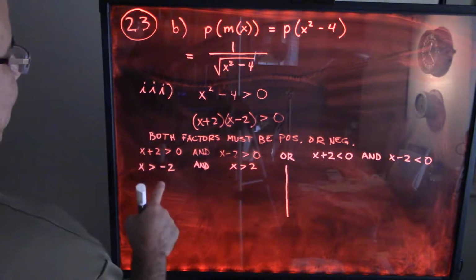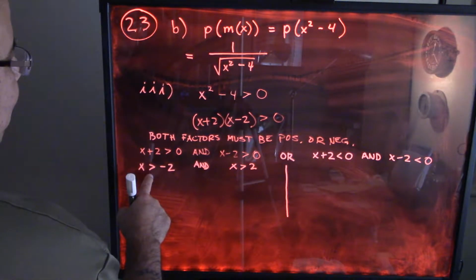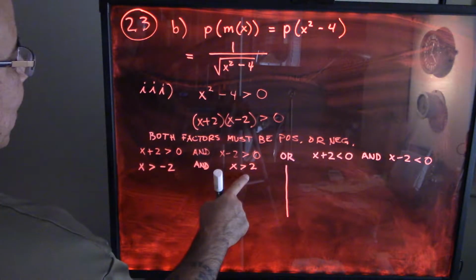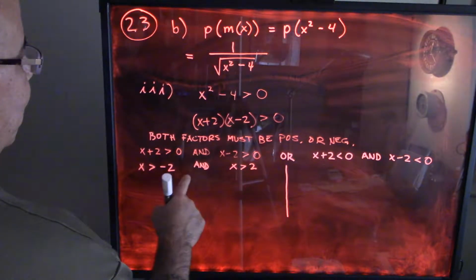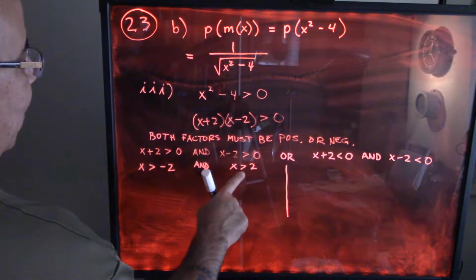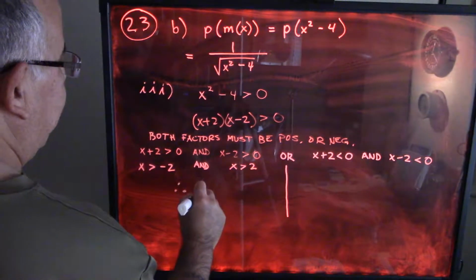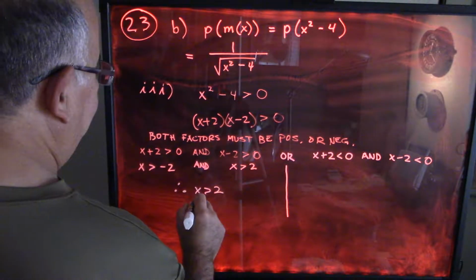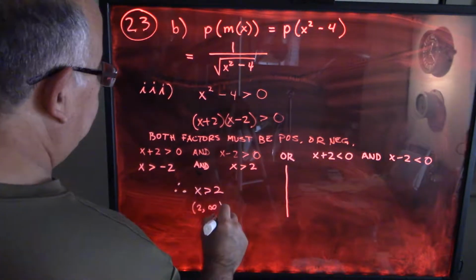When x is greater than 2, it's certainly greater than negative 2. However, it could be negative 1, that would be greater than negative 2, but it wouldn't be greater than 2, would it? So we want them both to be true. The final answer has got to be something that makes both true because of the and. The and means they both have to be true at the same time. So that means x must be greater than 2. Therefore, x is greater than 2. What does that look like as an interval? That's 2 to infinity.